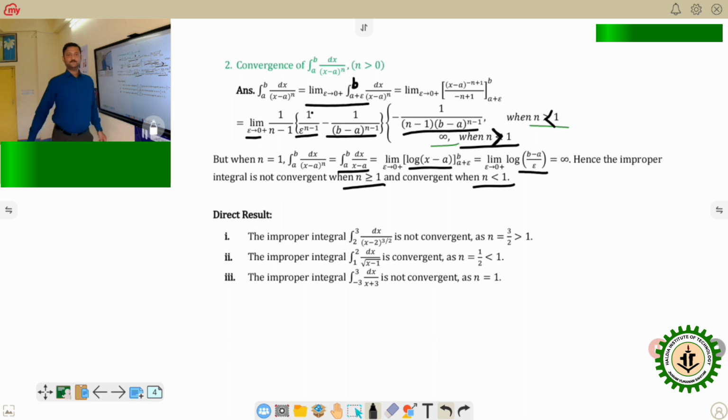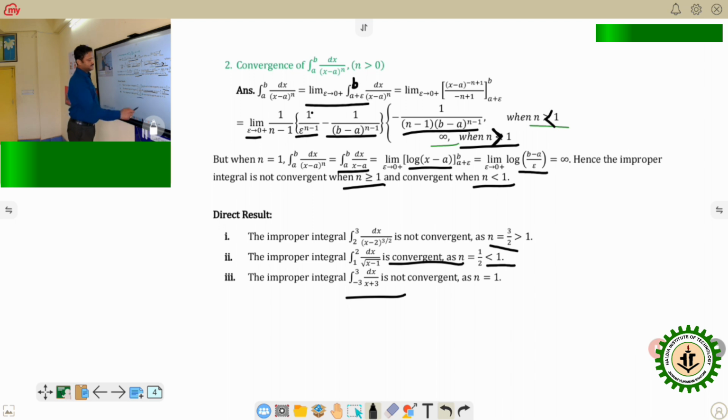Again, some quick examples. We can see the integration from 2 to 3 of dx by (x minus 2) to the power 3 by 2. This is not convergent as n is greater than 1. The integral from 1 to 2 of dx by root under (x minus a) is convergent, as n is equal to half, which is less than 1.